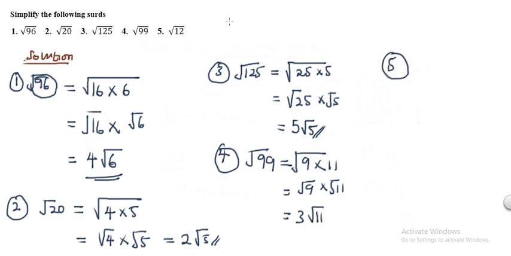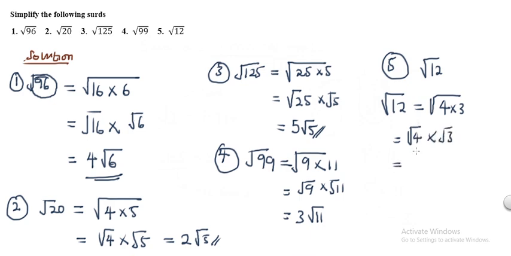For the last example, we are told to simplify root 12. The perfect square that can go into root 12 is 4. So we write this as square root of 12 is equal to square root of 4 times 3. This is equal to square root of 4 times square root of 3. Square root of 4 is 2, and square root of 3 stays as square root of 3. So that's how to simplify surds at a basic level.